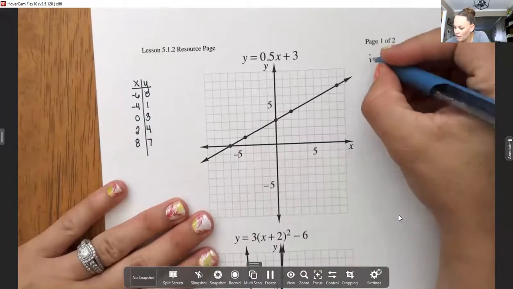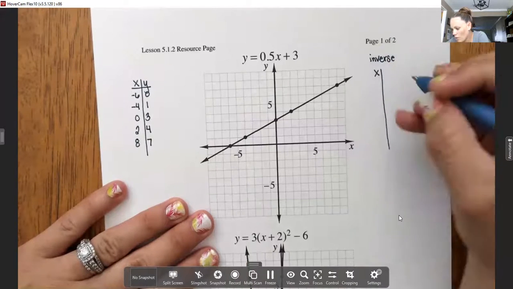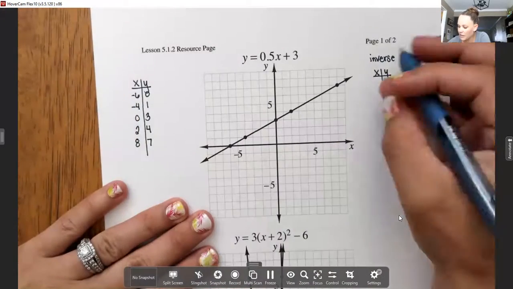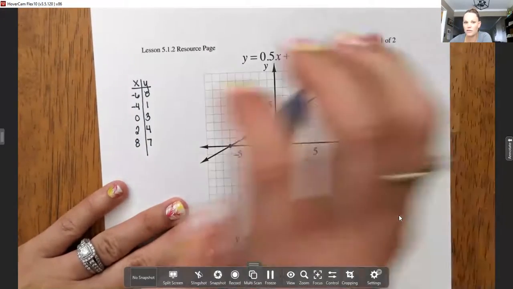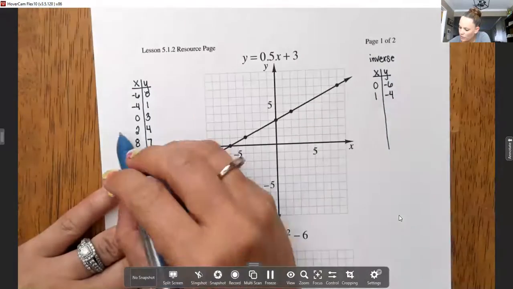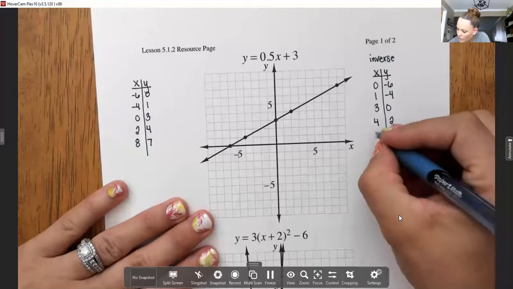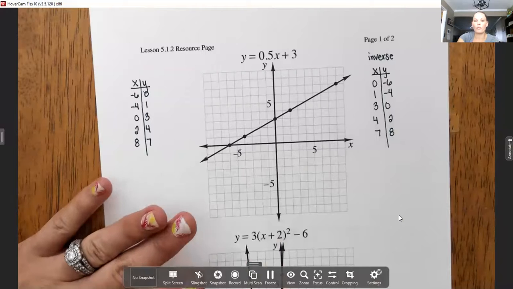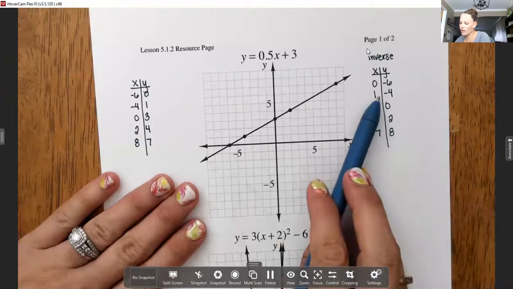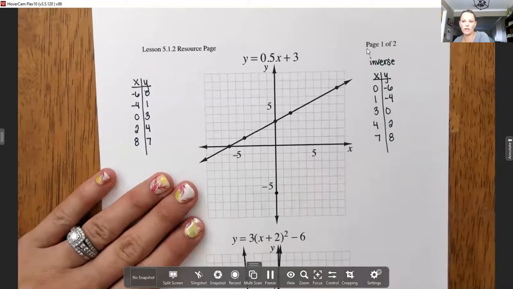So for our inverse here, we're just going to switch the x and the y. So -6, 0 is going to become 0, -6. -4, 1 becomes 1, -4. 0, 3 becomes 3, 0. 2, 4 becomes 4, 2. And 8, 7 becomes 7, 8. So we can go ahead and plot these points now to get the graph of our inverse.